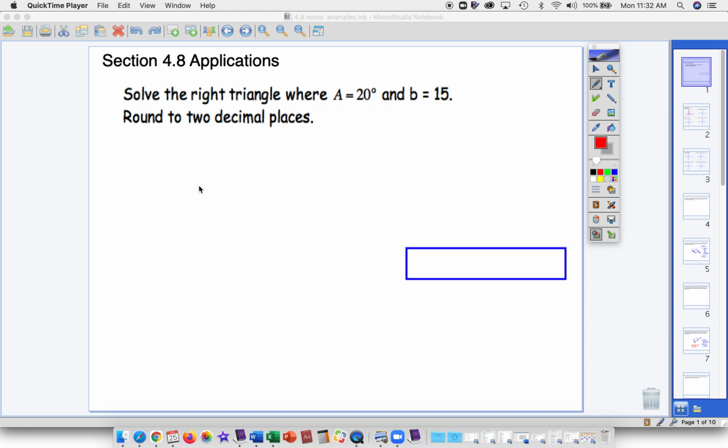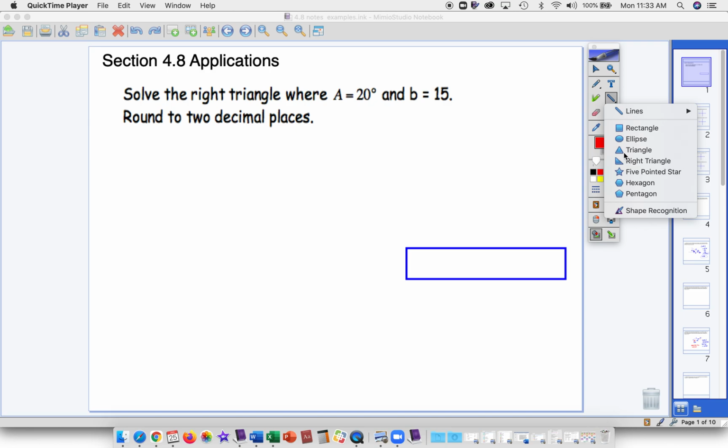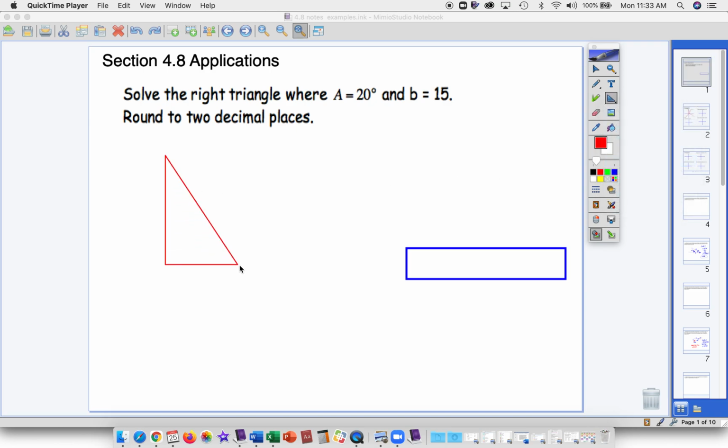I wanted to start off with a question where you're asked to solve the right triangle. Just to refresh your memory, when you're solving a right triangle, that means to find all of the missing sides and all of the missing angles. Standard lettering must be used. We use capital letters for the angles. C is always the right angle. Opposite each angle is a lowercase letter to represent the side. So opposite angle A is side a, opposite B is side b. The hypotenuse is again c.